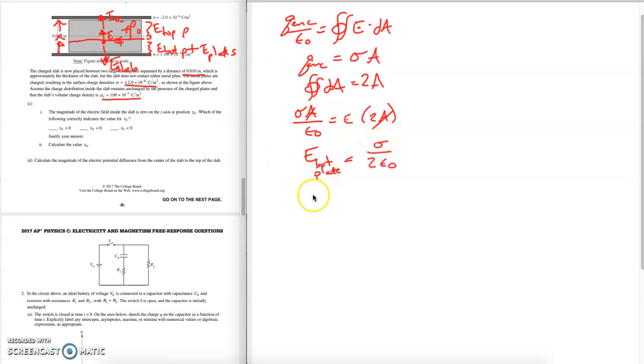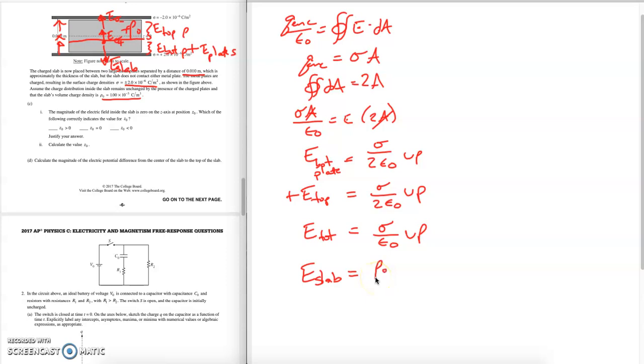But we have a top plate also. So plus E top, sigma over 2 epsilon naught, and this guy is up, and this guy is also up as previously discussed with how electric fields point. So then that means E total from the two plates is sigma over epsilon naught. And don't forget that they've given us a sigma. And this guy is going to be up. And what we want from the slab is going to be rho z over epsilon naught, and that's going to be down. And calculate the value of z naught.